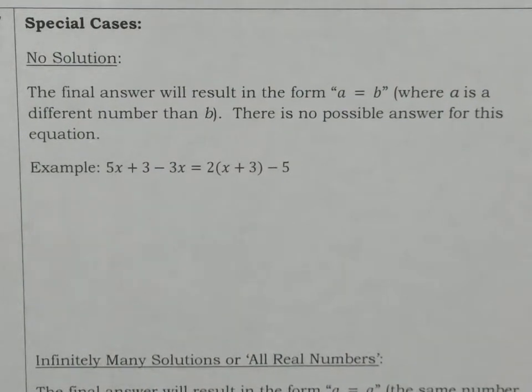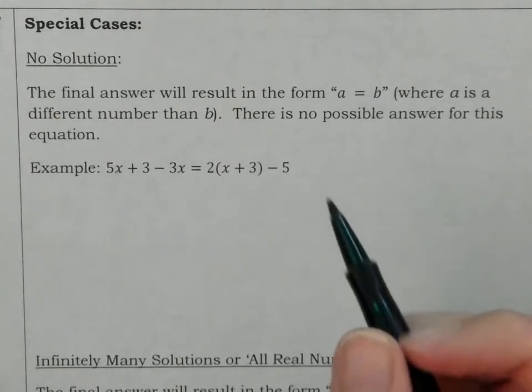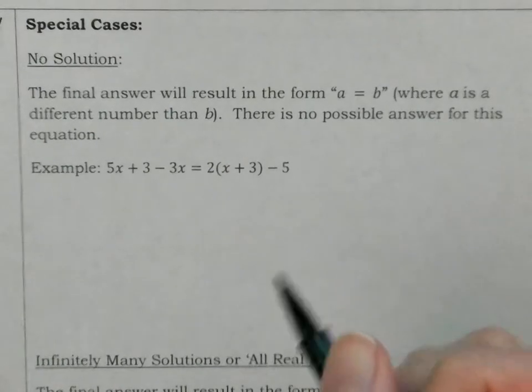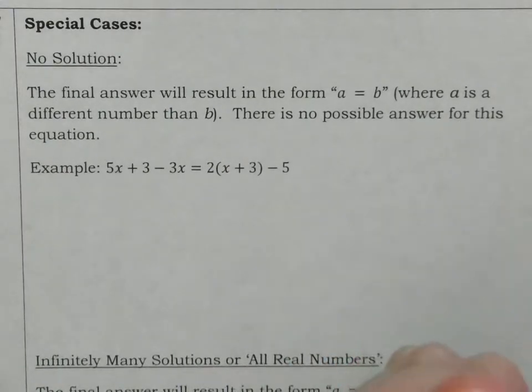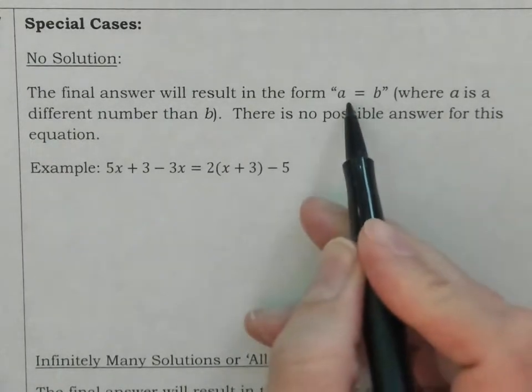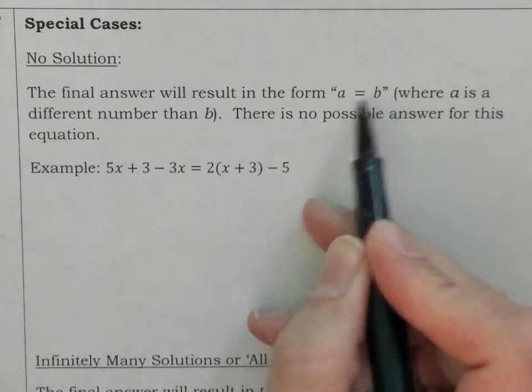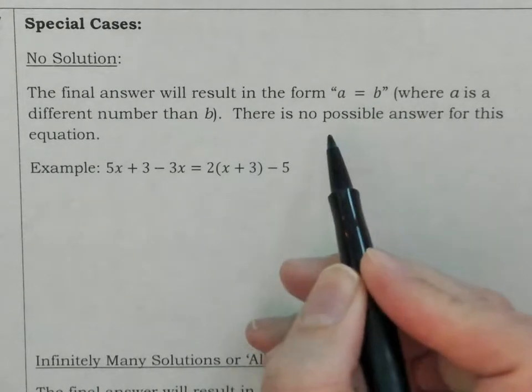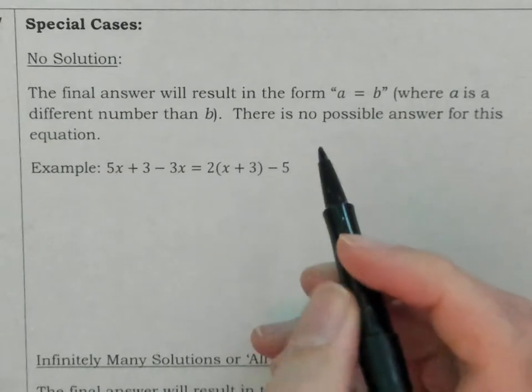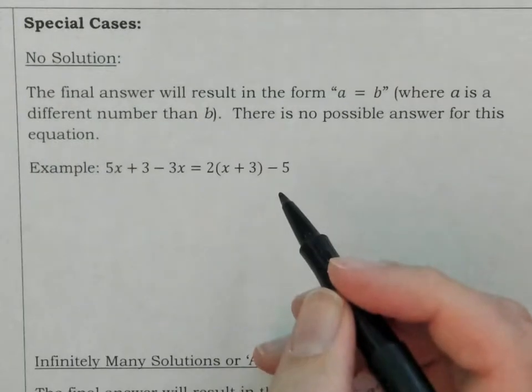Alrighty, so we've spent a lot of time solving equations, but there are two special types of equations that we haven't really talked about. The first one is a special case where there is no solution. Whenever you solve the equation, it would turn into something like A equals B, where A and B are different numbers, which means that there is no possible answer for this equation.